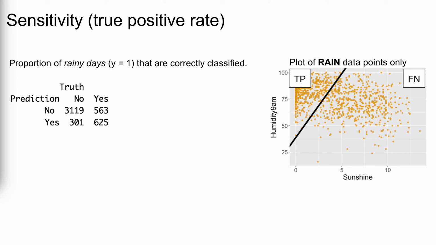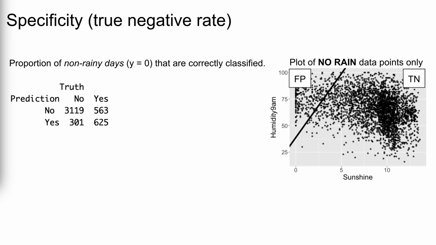The sensitivity, or true positive rate, focuses on the ability of our classification rule to detect rain. It calculates the proportion of rainy days that are correctly classified as rain. In total, there are 1,188 rainy days in our dataset, plotted here. Of these, only 625 fall above the classification line, thus are true positives. In turn, our classification rule only correctly classifies 52.6% of rainy days as rain.